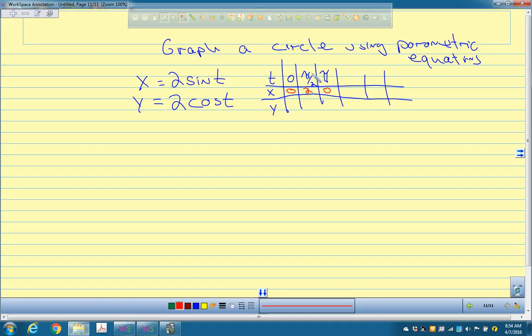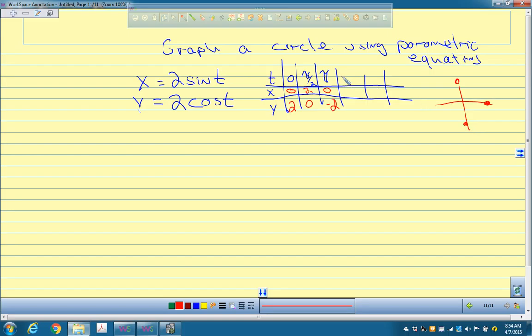Except this is being multiplied by 2, so over here I'm going to get 2 times the sine of pi over 2. What's the cosine of 0? 1, and 1 times 2 is 2. What's the cosine of pi over 2? 0. What's the cosine of pi? -1. And so here I'm going to get a -2. So in graphing these points, my first point is going to be 0, 2. My next point is going to be 2, 0. My next point is going to be 0, -2.